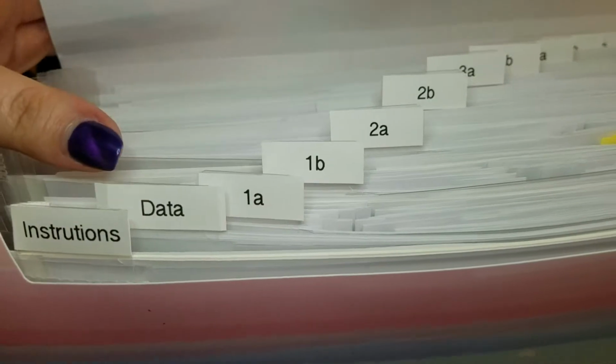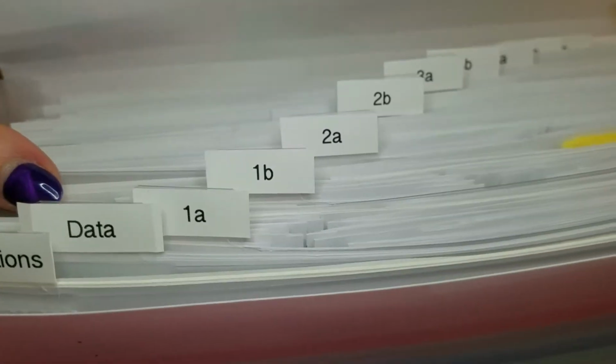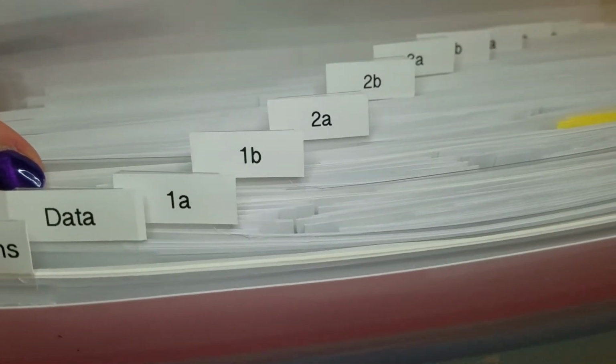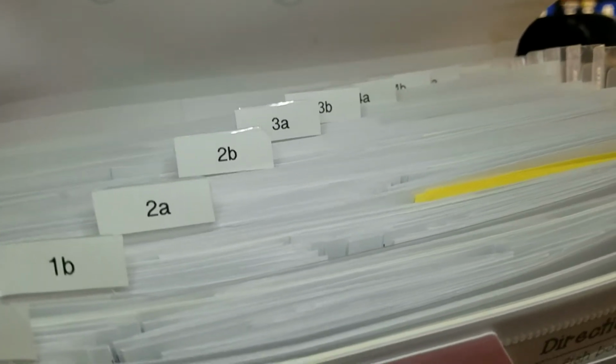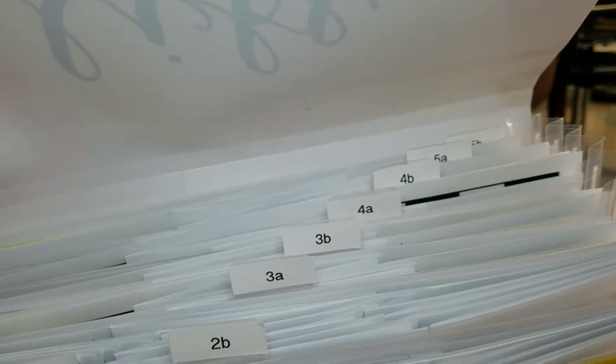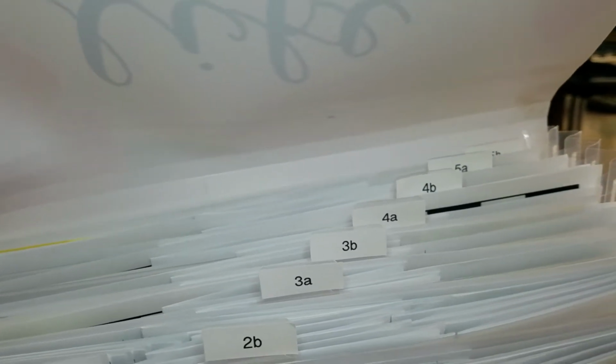I start with the instructions. I go through the data where I keep track of it all, and then I have it all leveled. So 1A, 1B, that's the first 100 Fry words. 2A, 2B would be the second 100, and so on. In this expandable file, it only goes up halfway through all the levels. There's 10 sets of 100 sight words for 1,000 in all. So one expandable file goes through half of it.